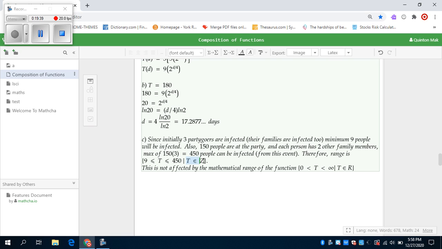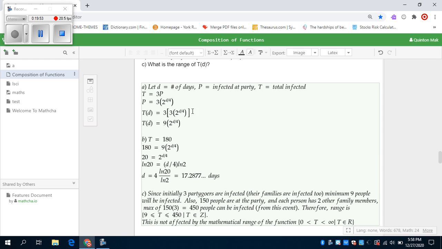And this is not affected by the mathematical range of the function, which is 0 to infinity. So mathematically, this just requires T to be greater than 0 because of the exponential function, but because of real life restrictions, and because of the restrictions given in the question, we have this domain or this range for the function.